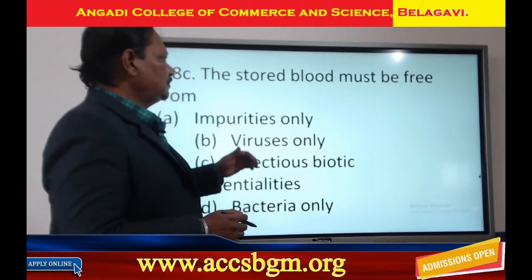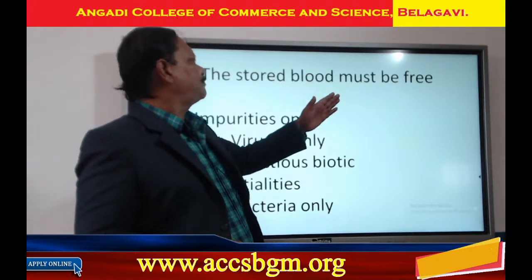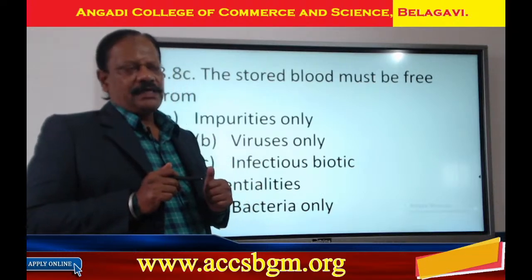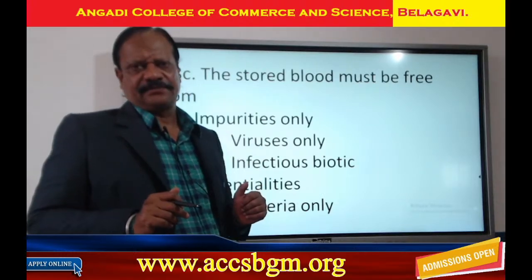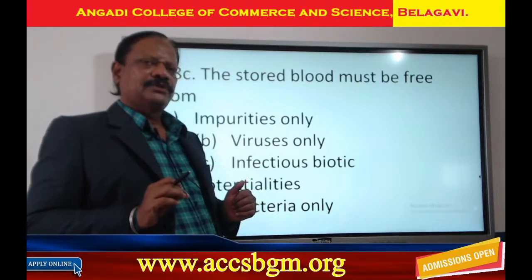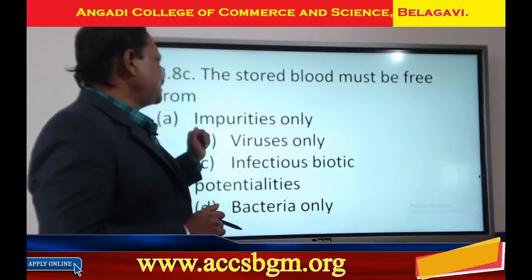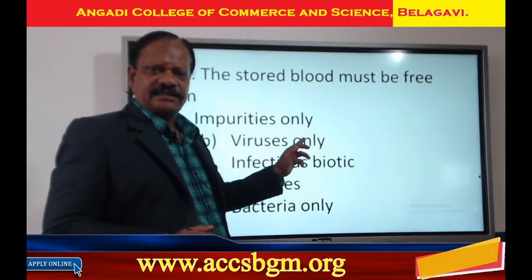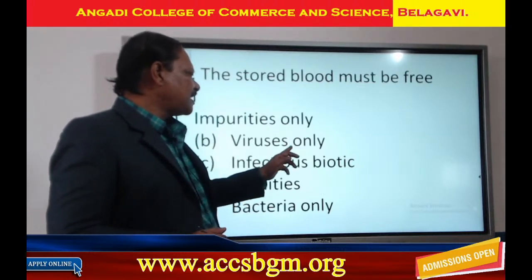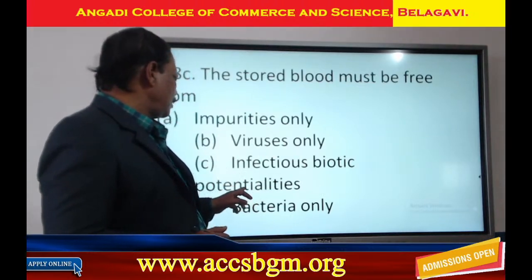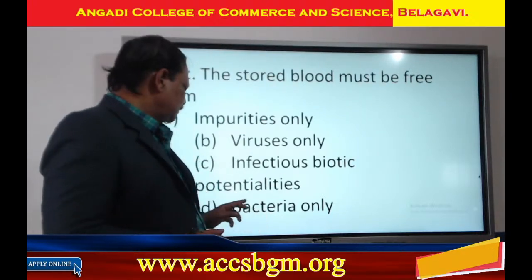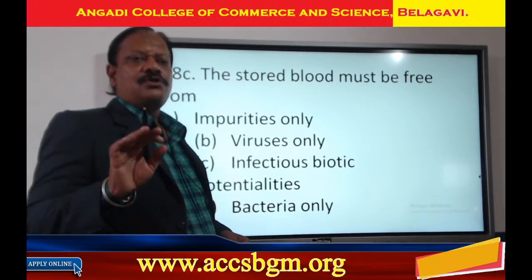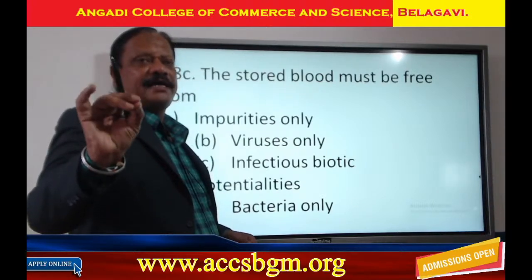Now, the stored blood must be free from what? The blood you are storing must be free from all diseases. It must be pure blood. So we'll go to the options. Option A, impurities only. Option B, viruses only. Option C, infectious biotic potentialities. Last, D, bacteria only. So no infectious material should be there in the blood.